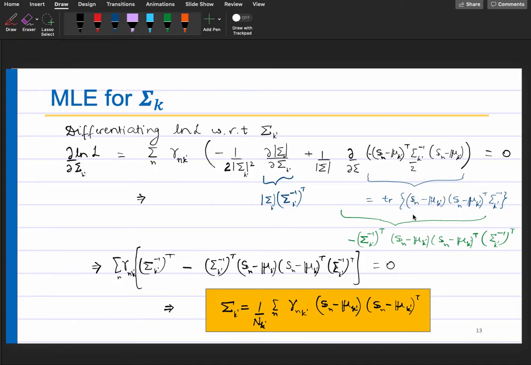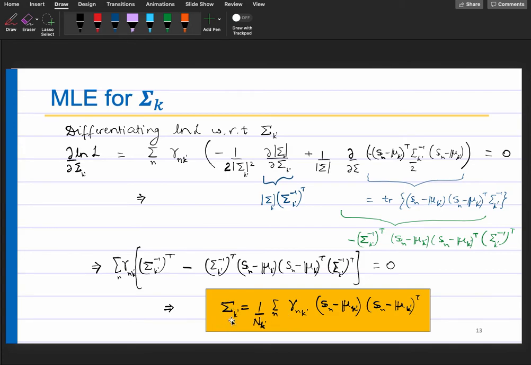You have to use some formulas from matrix calculus, because we are now taking the derivative with respect to a matrix. We have not seen this in the past. We have only taken derivatives with respect to vectors. This is also something similar. The formulas are given on the Wikipedia page. You can refer to them. So basically the derivation is given here, it's complete, and this is what you finally obtain.